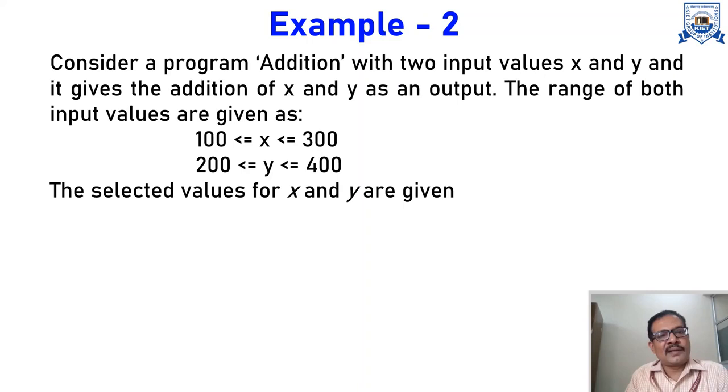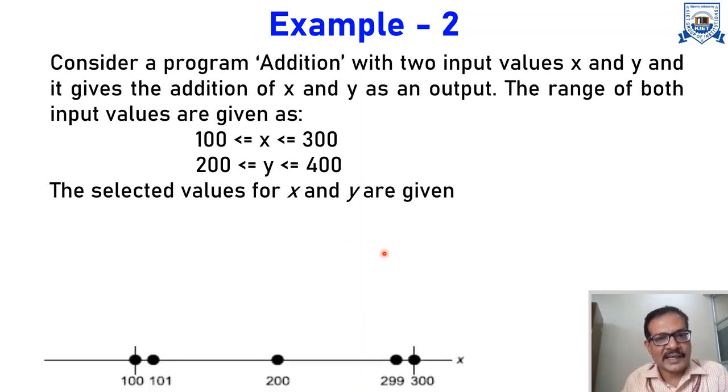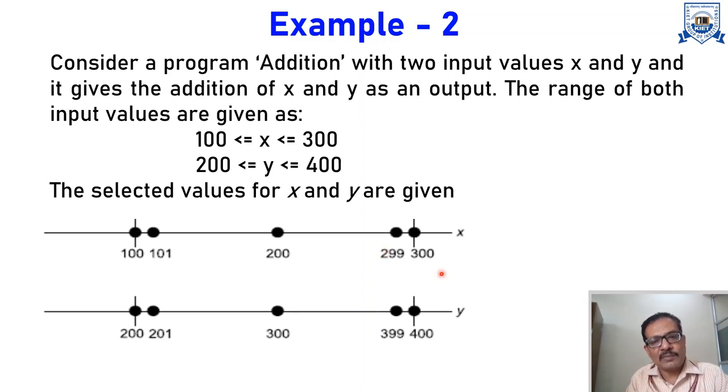We'll go for another example here. Suppose the program is the addition of 2 integers. My program takes 2 input values, x and y, and gives the addition of x and y as output. The range of both input values is given like this: x is from 100 to 300 and y is from 200 to 400. Now if you use the boundary value analysis technique, these are the possible values of x.